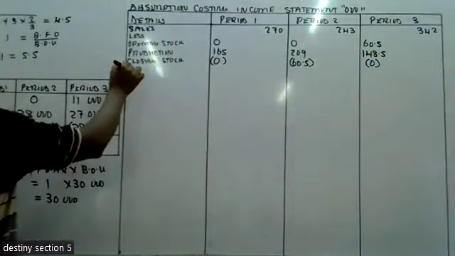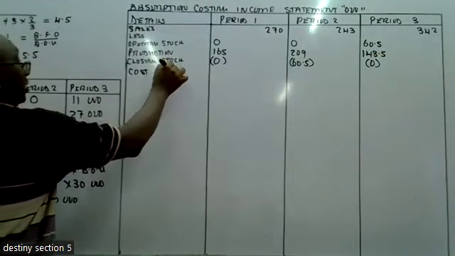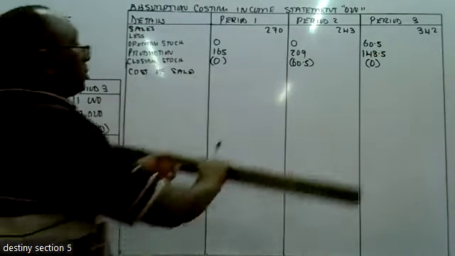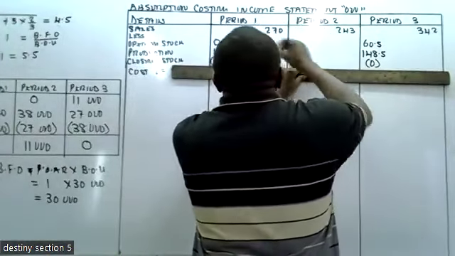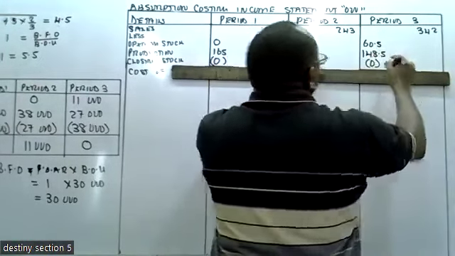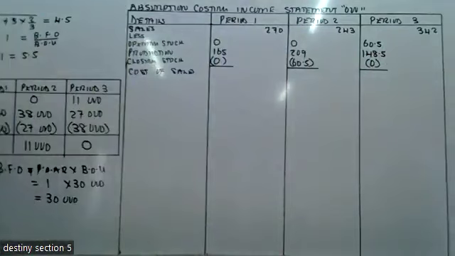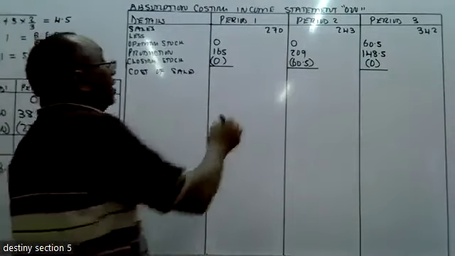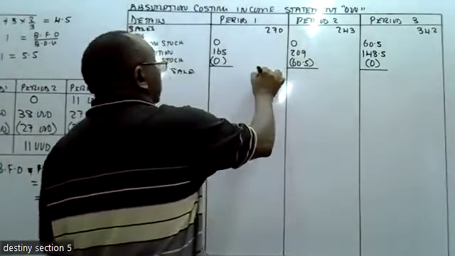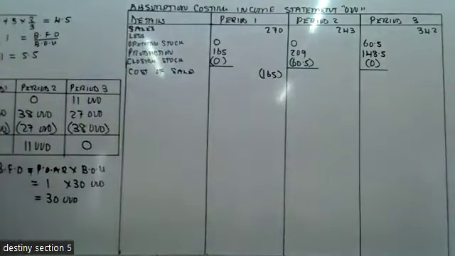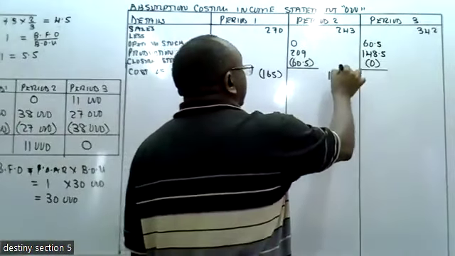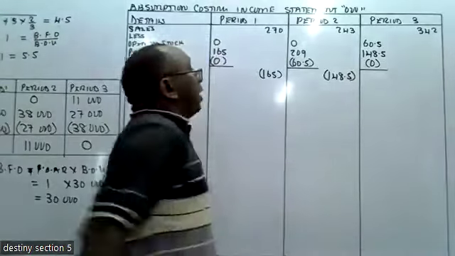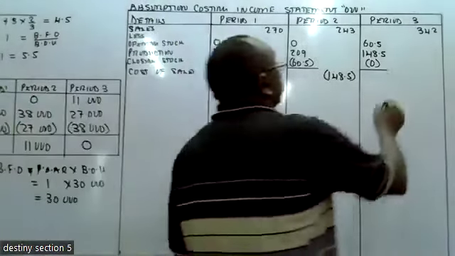So when we deduct that, we shall get a figure called cost of sales. So first period, we get 165, which we shall subtract. The second period, 148.5. The third period, 209.